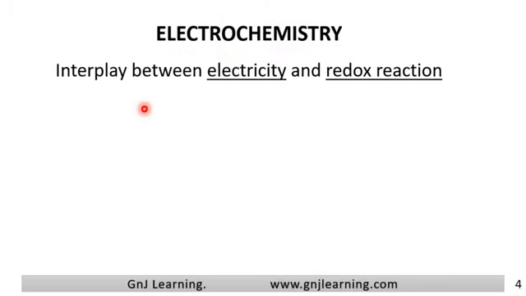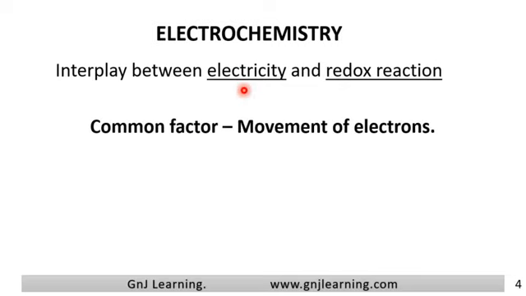Okay, coming back to electrochemistry, now we can say that electrochemistry is an interplay between electricity and redox reaction. Electricity can be used to conduct redox reactions, and redox reactions can be used to generate electricity. So there should be some common factor between these two, electricity and redox reaction, and the common factor is movement of electrons.